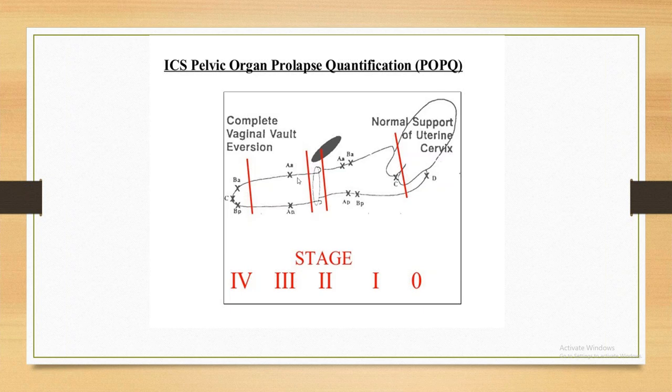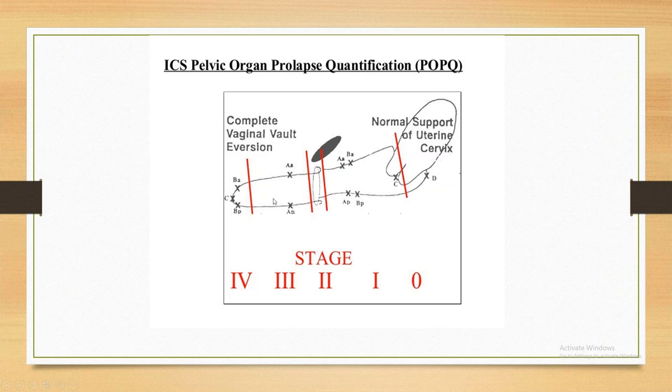Here the only thing is, AA and AP will be plus 3 only, maximum. In any prolapse, even stage 4 prolapse, these AA and AP values will not be more than plus 3. Remember that very well. Even for stage 4, you should not subtract it from TVL. They will always be plus 3 only. The values that change are BA, BP, C and D. So BA is for anterior, BP for posterior, C and D for the apical.